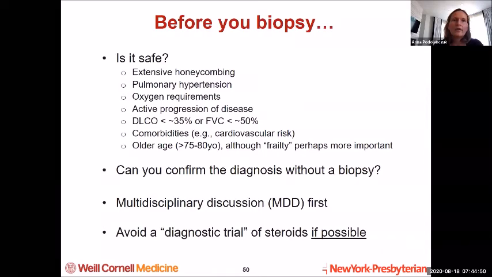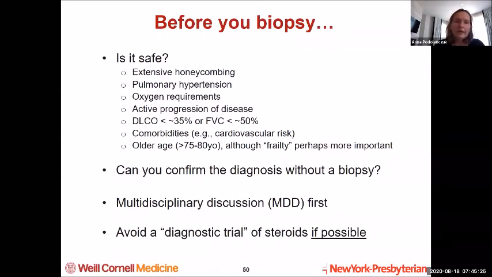And so usually, when you see an abnormal CAT scan, the next step that you think about is to try and pursue a lung biopsy. But I do want to emphasize that before you do a lung biopsy, you need to think about whether it's safe. Some of the features that might make you think that it's not safe is that there's extensive honeycombing or very extensive fibrosis on a CAT scan. Then both the yield and the safety of the biopsy are probably not going to be worth it.